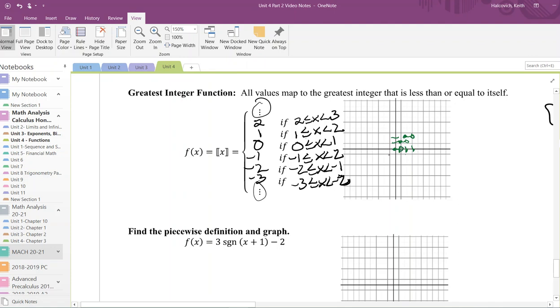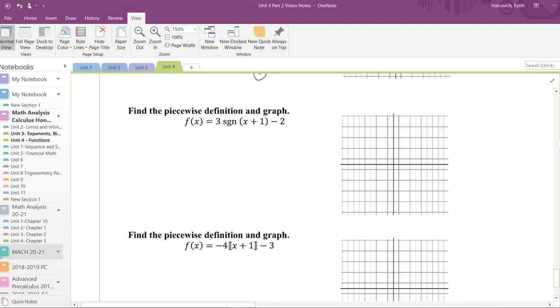Same thing at negative 1 is negative 1, and then it's going to have an open circle at 0. At negative 2, it's negative 2, and it's going to have an open circle at negative 1. And then at negative 3, it's negative 3, and it's going to have an open circle at negative 2. So notice it's like a step function. These are like stairs on a ladder. That is the greatest integer function.